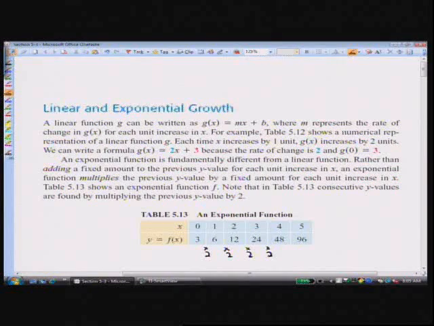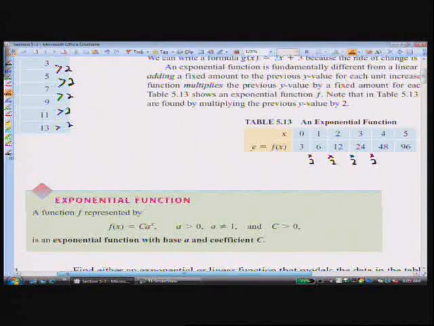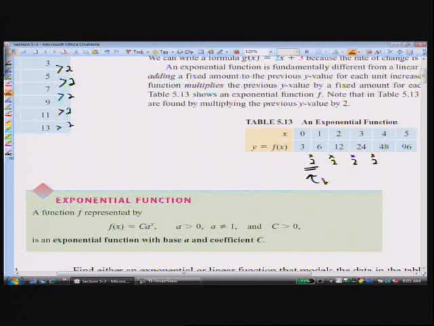Does that make sense? All right, and so the function that you'll use to describe it, this 2 is called your base. If you wanted to describe this function, you could say that f of x is equal to 3 times 2 to the x. Because when x is 0, 2 to the 0 is 1, and so you do get 3. When x is 1, you get 6. When x is 2, you'll do 2 squared, which is 4, times 3, which is 12. Does that make sense? So this is called the base. That's the number that gets multiplied by each time.